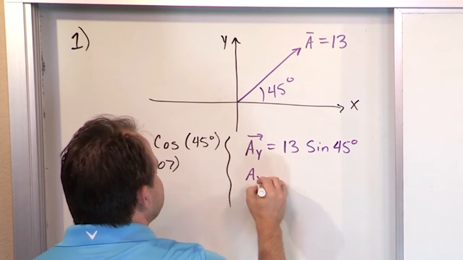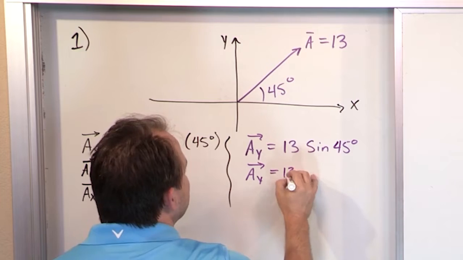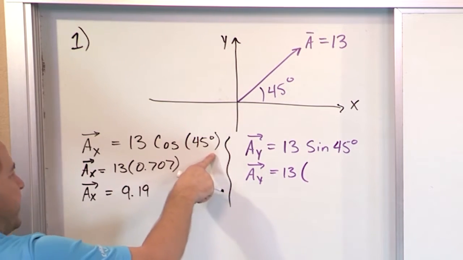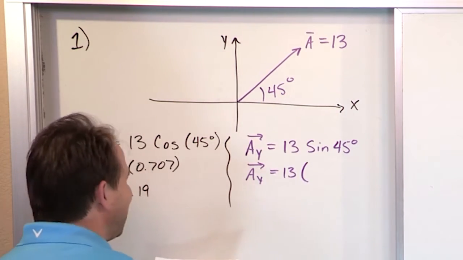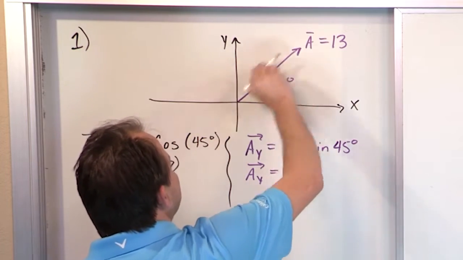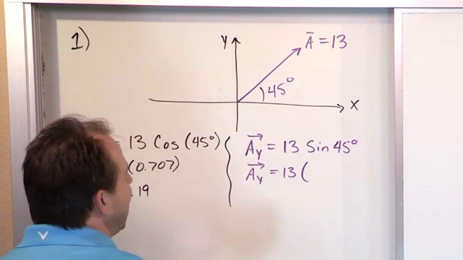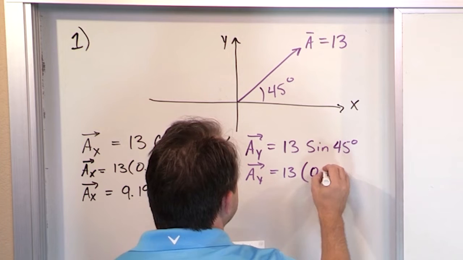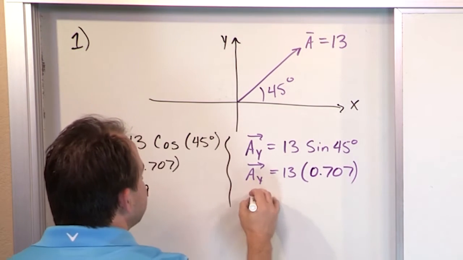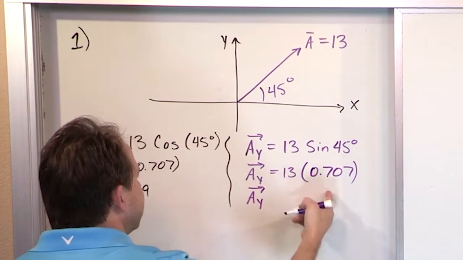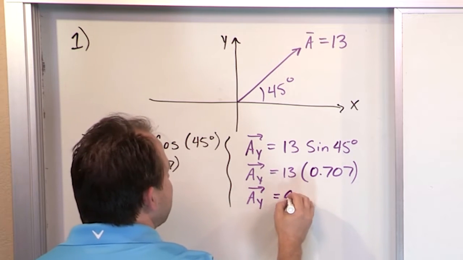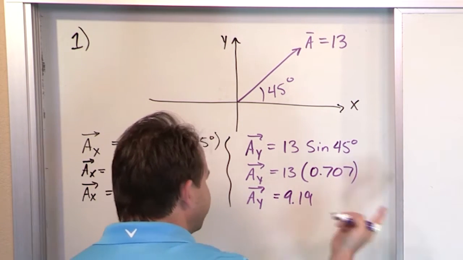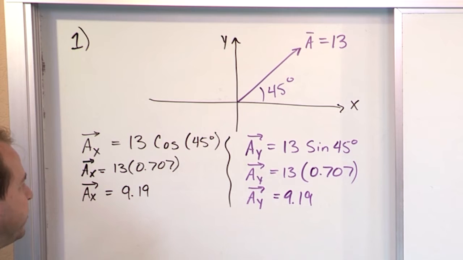Now when you go to your calculator, and you might remember this from trig also, the cosine of 45 and the sine of 45 are actually the exact same thing. Why? Because this angle exactly bisects the x and the y axis, so the sine and the cosine give you the same thing, 0.707. So what you get for y, A_y, is exactly the same thing as we had before, 9.19. Could be meters, whatever. So our prediction was true.